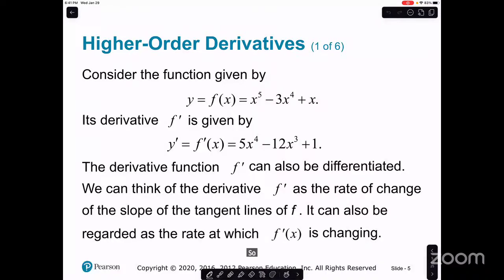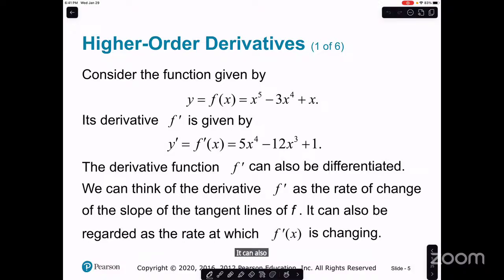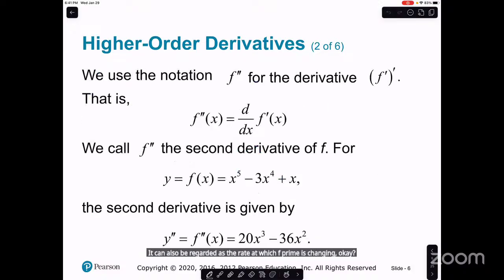We can think of the derivative f prime as the rate of change of the slope of the tangent line of f. It can also be regarded as the rate at which f prime is changing. So we use the notation f double prime for the derivative of f prime. That is, f double prime is d by dx of f prime. In other words, f double prime is the derivative of f prime. We call f double prime the second derivative of f. So given this function y, the second derivative is going to be this.